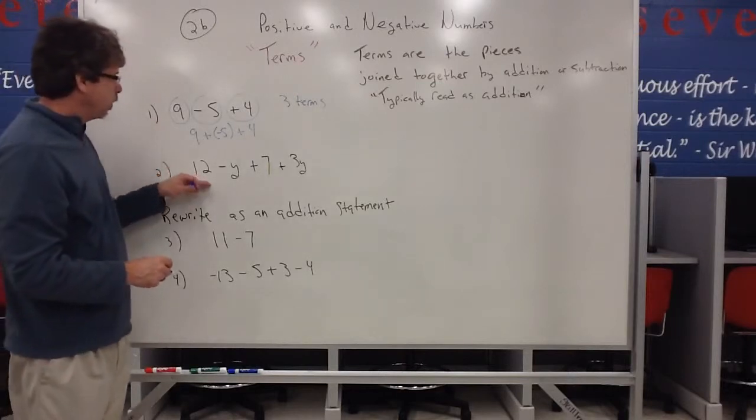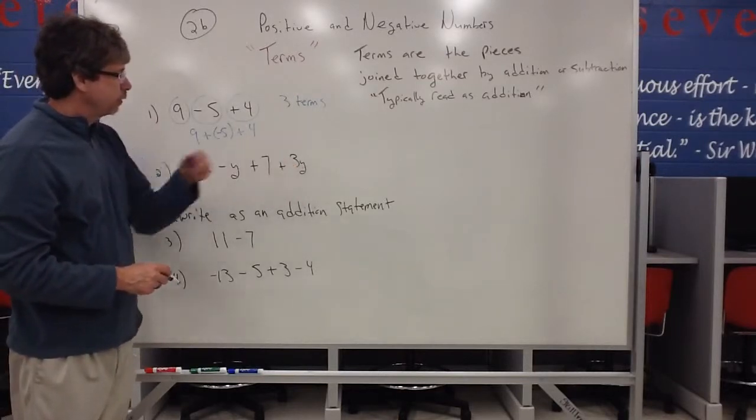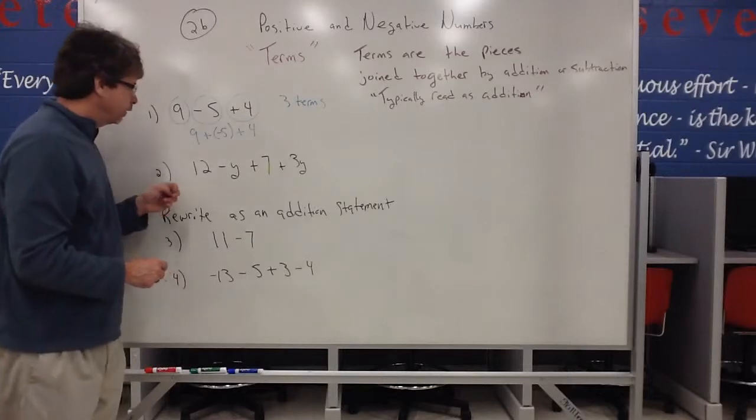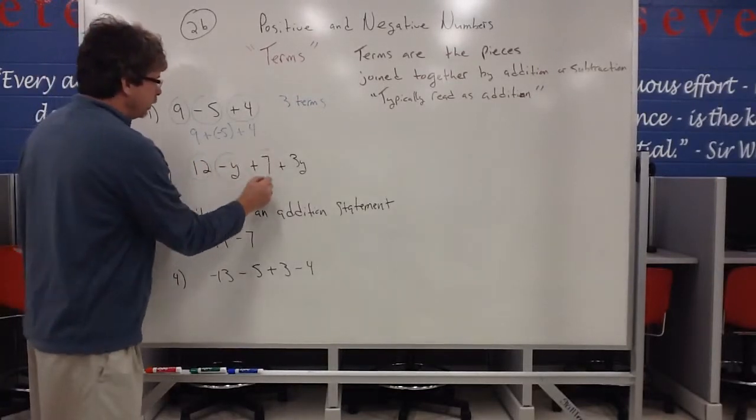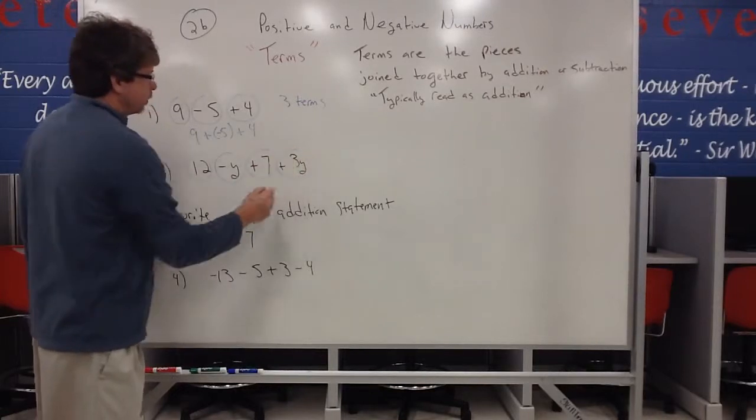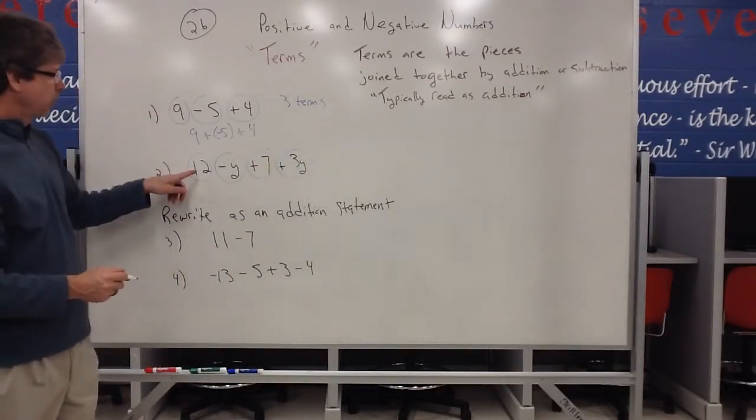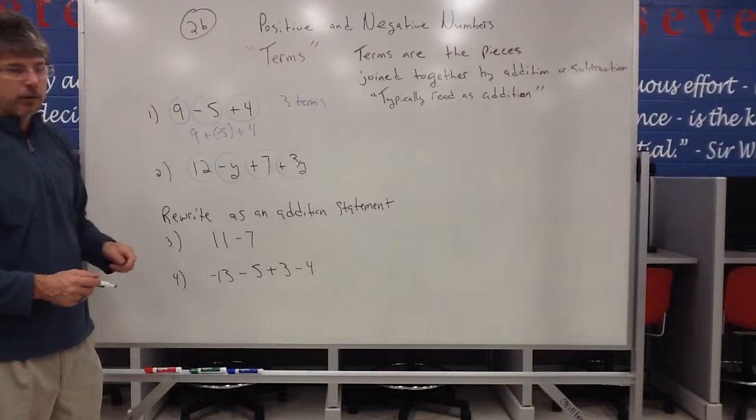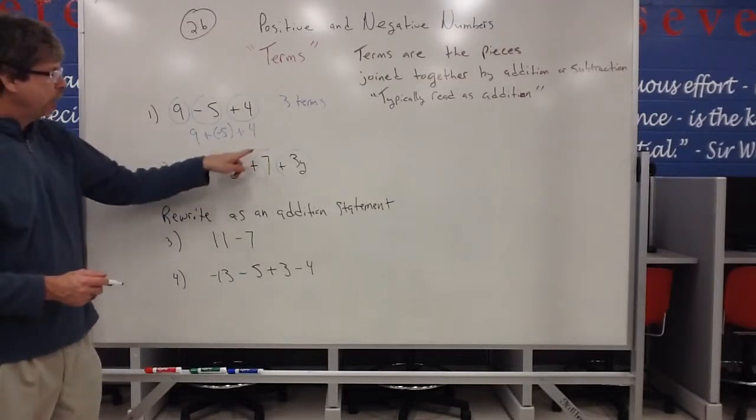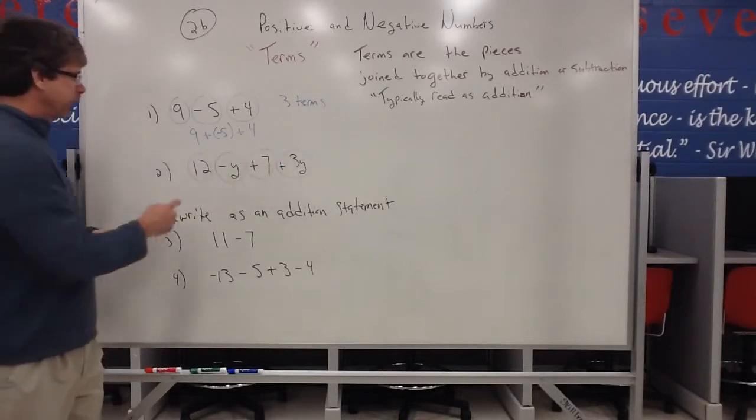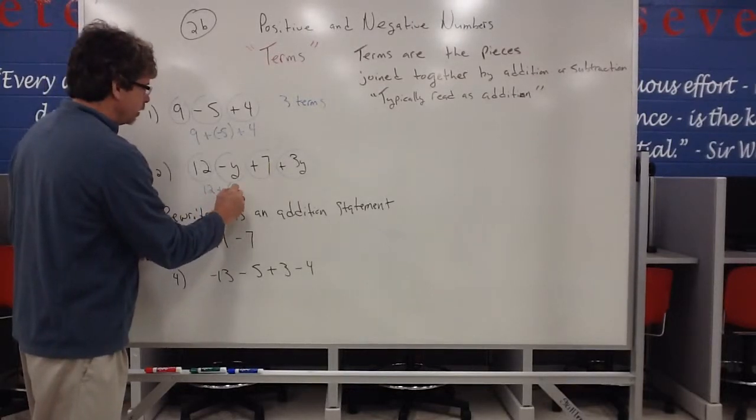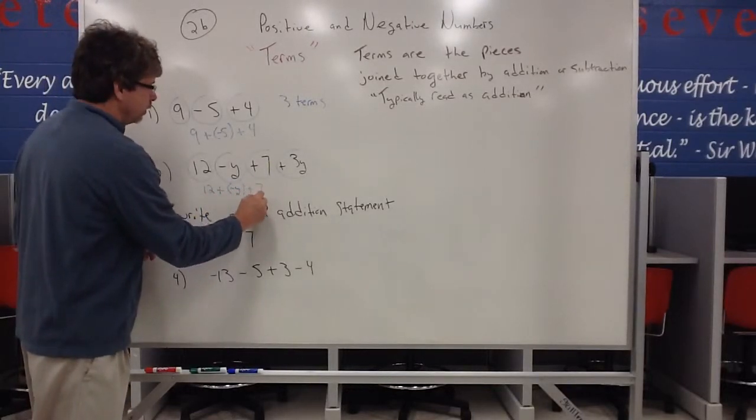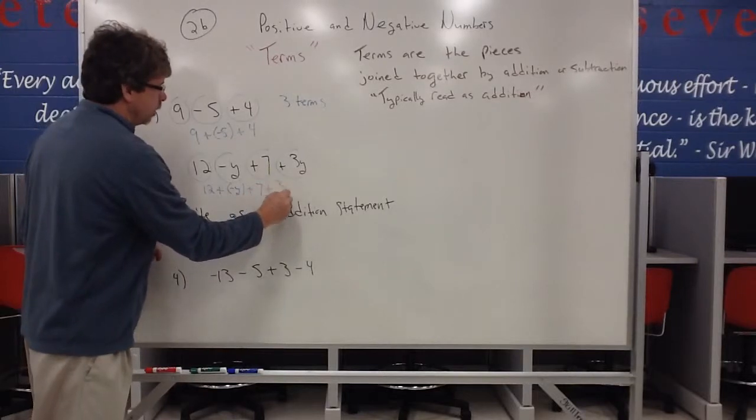So I see this as 12 minus y plus 7 plus 3y. I can also look at this as a 12 and a negative y and a 7 and a 3y. So I actually look at this as 4 different terms. Notice when I circle it, I'm including that operation with that term. It kind of dictates its sign. So it's a 12 and a negative y and a 7 and a 3y.